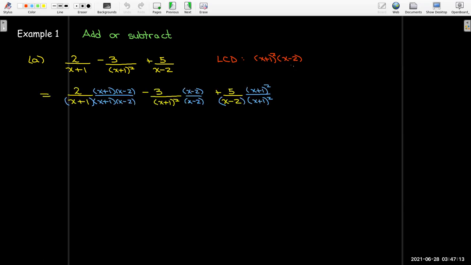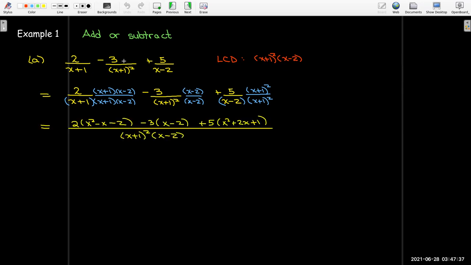So I rewrite all of the fractions with the same common denominator, the LCD. I do that by multiplying by a form of 1. I look at what is missing in order to get to the LCD, and I multiply top and bottom by what is missing. And then I can write it as a single fraction, remove the parentheses and collect like terms.